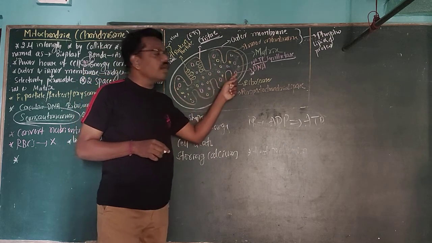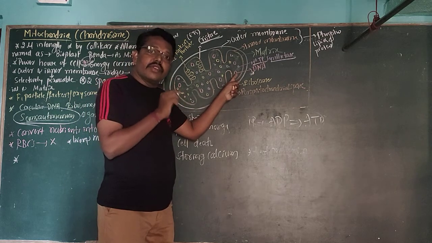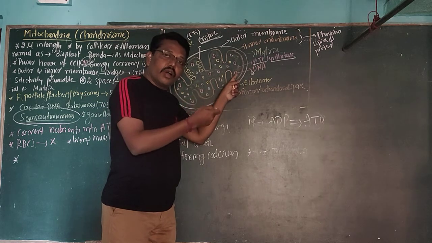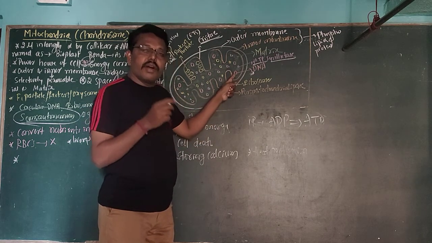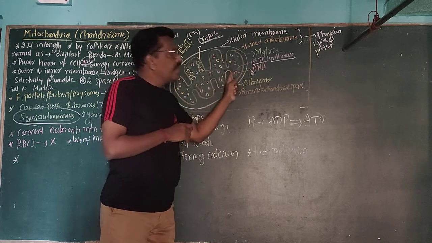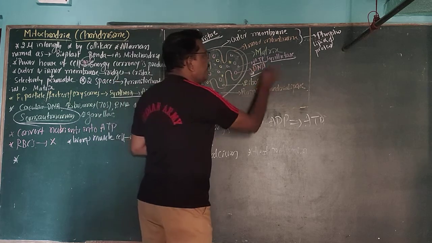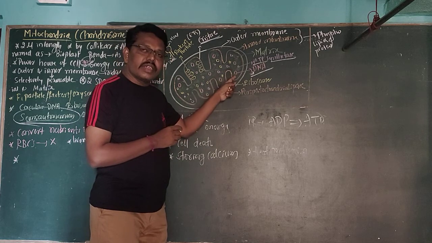They have their own DNA. The DNA present within the mitochondria can replicate and give rise to daughter DNA molecules. These are called semi-autonomous because they have their own DNA. That DNA present within the mitochondria is called mtDNA. This is the first reason.